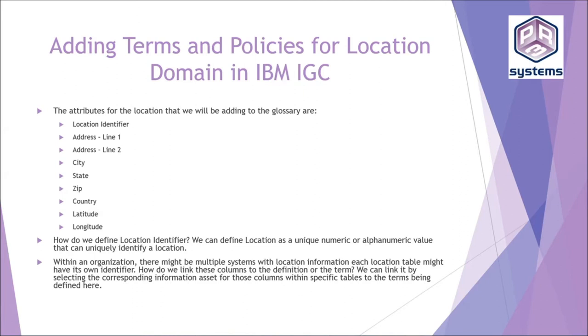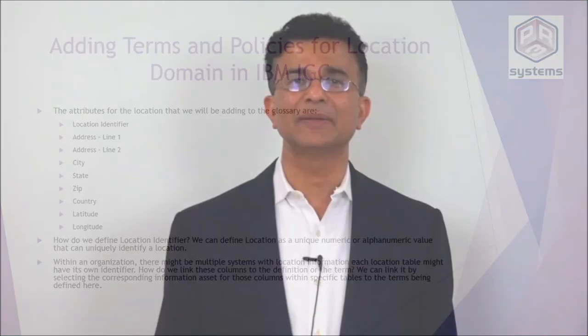So we need to define the policies and the rules. But let's also understand one more thing. Within an organization, there might be multiple systems with location information. Each location table might have its own identifier. How do we link these columns to this definition of the term? We can link by selecting the corresponding information asset for those columns within specific tables to the terms being defined.